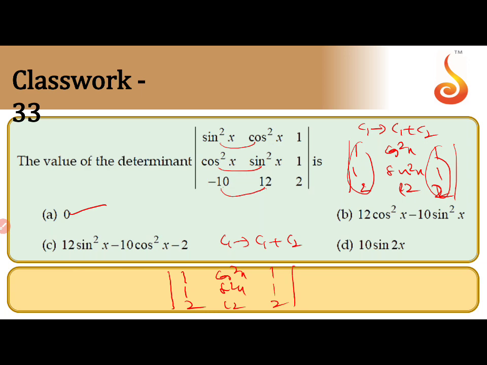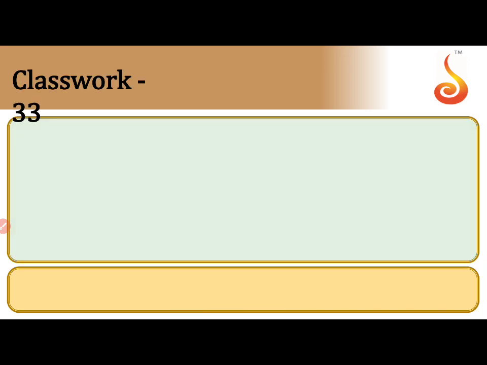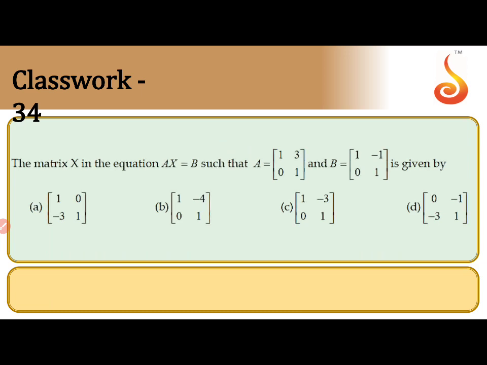So then what is the same? C1 and C3 are the same. The value of the determinant is 0 because C1 equals C3. Clear this one? That is the logic. Because of the property sin square plus cos square is 1, I apply the property and solve. Check the answer. Option A is correct. Next, 34.